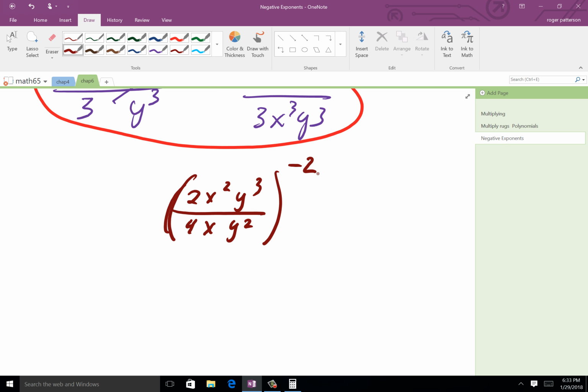Okay, so one way would be to take this negative 2 and apply that exponent law, which says you're going to take that to each and every one of these.